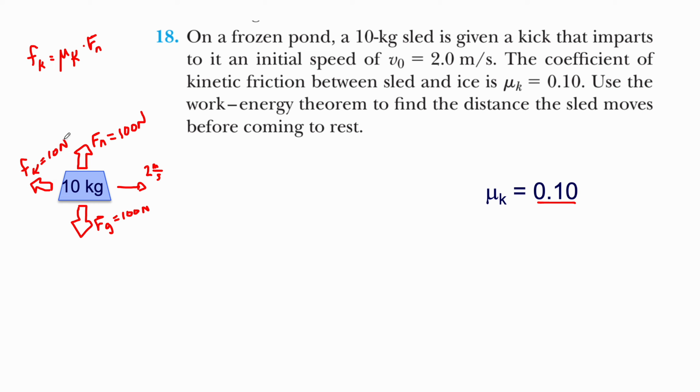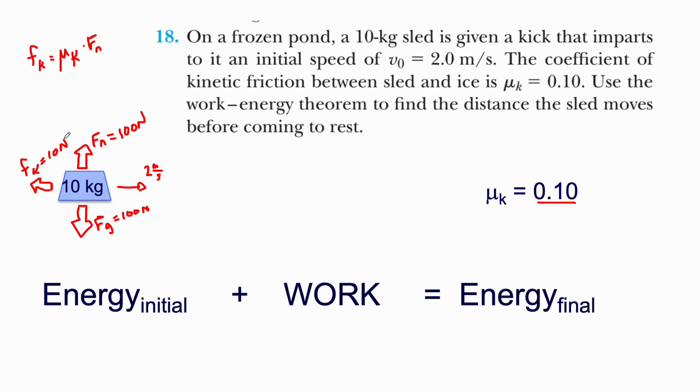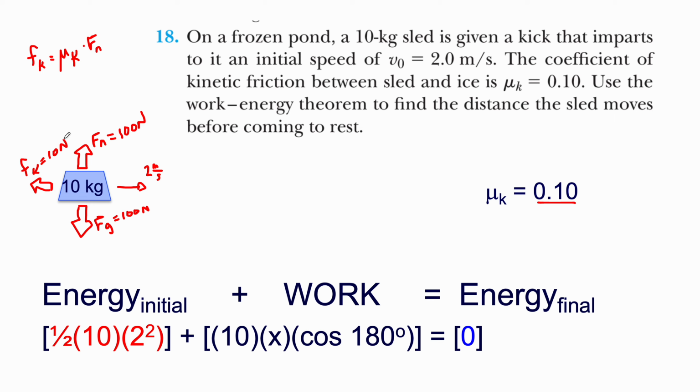Solving this one, we've got the following. Here's the work energy theorem: initial energy plus any work equals the final energy. Plugging in our numbers this time, our initial energy is the kinetic energy, 1/2 times 10, the mass of the sled, times its velocity 2 squared, which of course is going to be 20 joules, plus the work done. Well, that's going to be the force of friction times the distance it's going to slide, and the angle, and this is the critical part, between the motion of the sled and the force of friction.